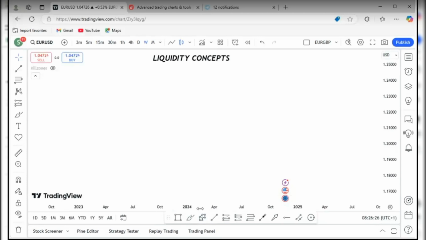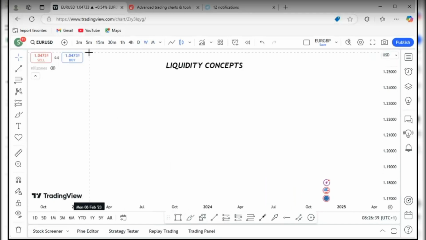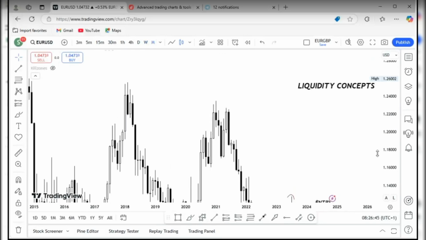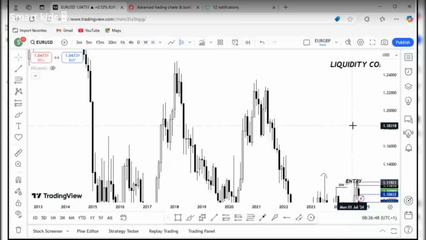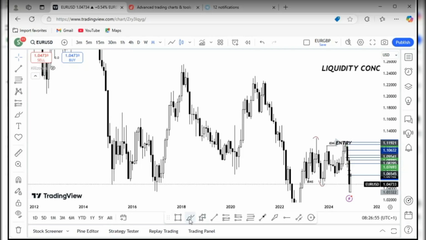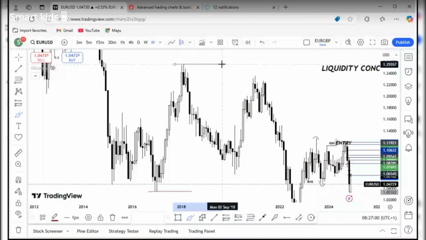So if I have a monthly chart, for instance, let me open another chart. If I have a monthly chart, let's just go ahead and use this. Liquidity in this regard has to do with where we have previous buyers and previous sellers. So this is liquidity. This is liquidity. All right, so these are liquidities here.